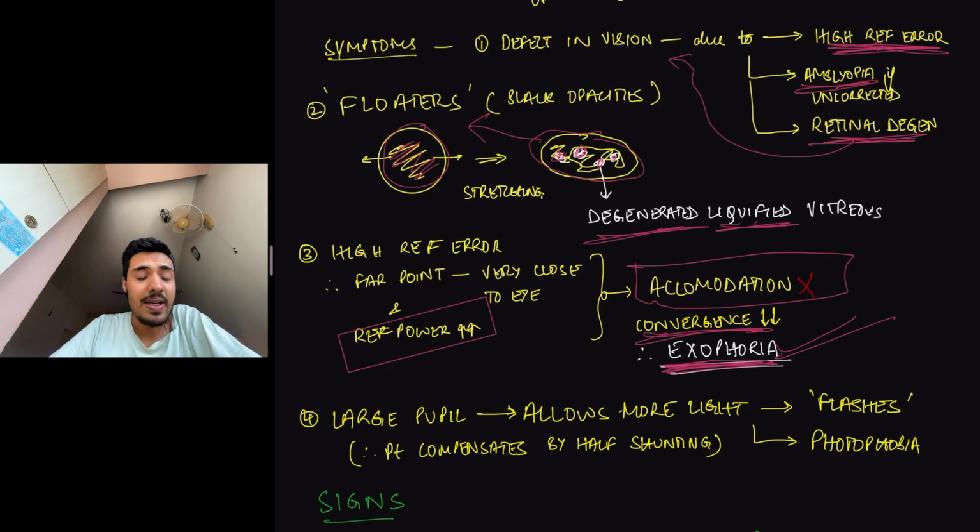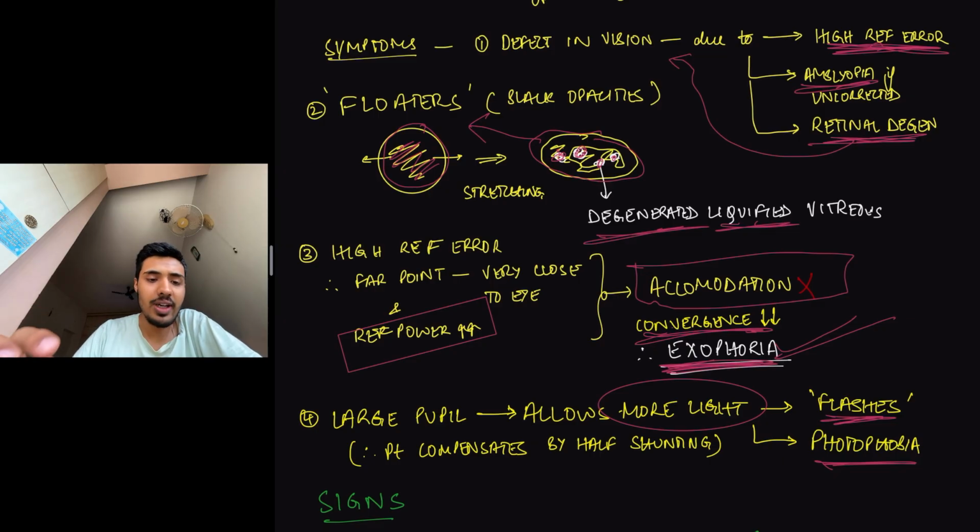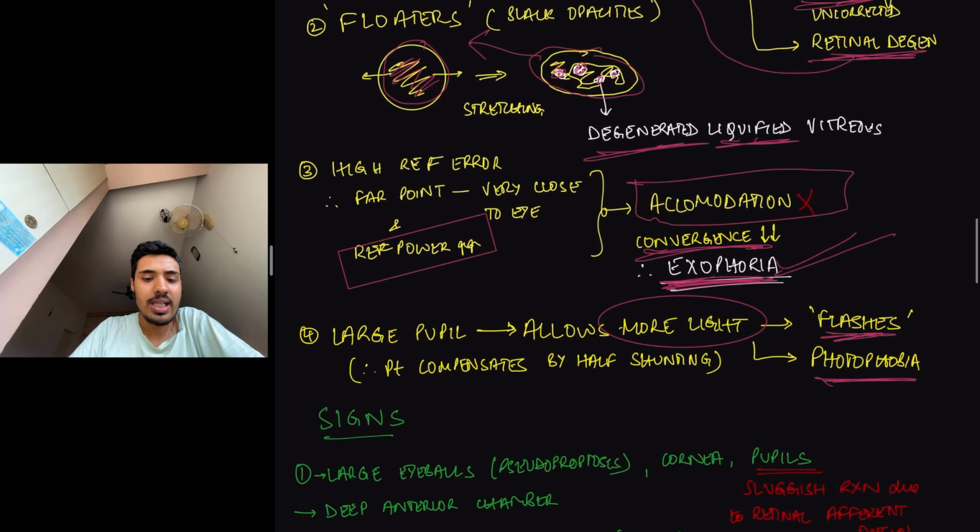Then, as I said, the eyeball is so big that it's even bigger than developmental variations. So, the pupil is also very big. And when the pupil is very big, it allows a lot of light to enter. This causes flashes. This causes photophobia, etc. Understood? Because they are allowing a lot of light to enter, right? So these are the symptoms.